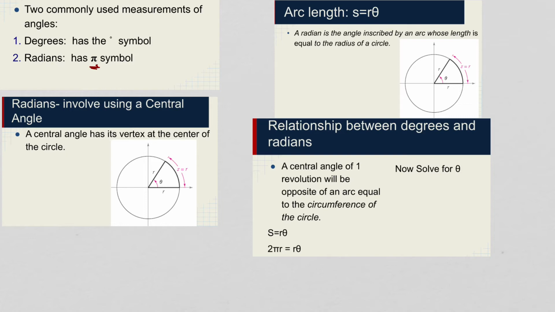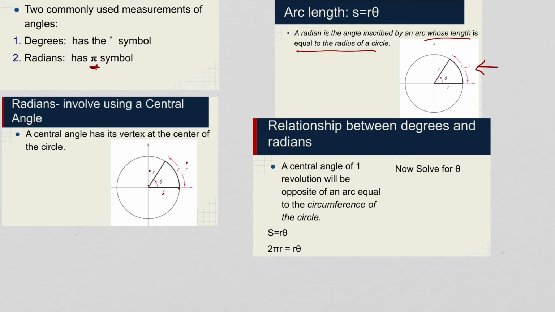So here's a picture of a central angle. If you remember from geometry, its vertex is at the center of the circle. The radius here is r. And if we wanted to find this length here, this S length, all three of these are going to have the same length, S and the R for the radius. So a radian is the angle inscribed by an arc whose length is equal to the radius. So that's why we have over here S equals R.